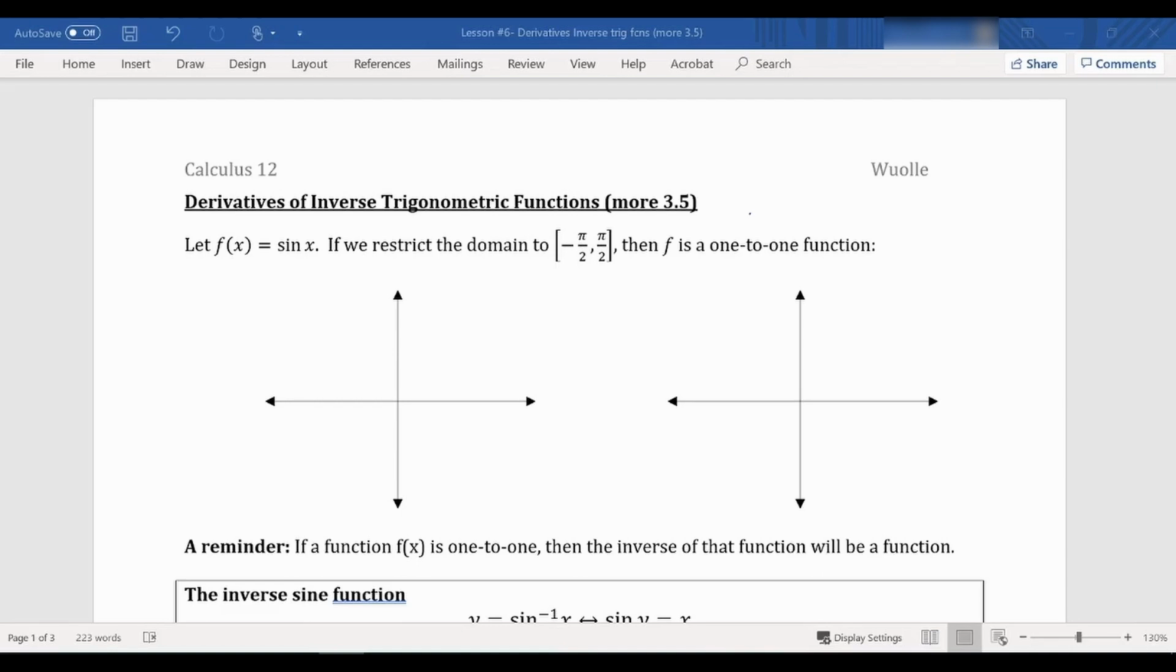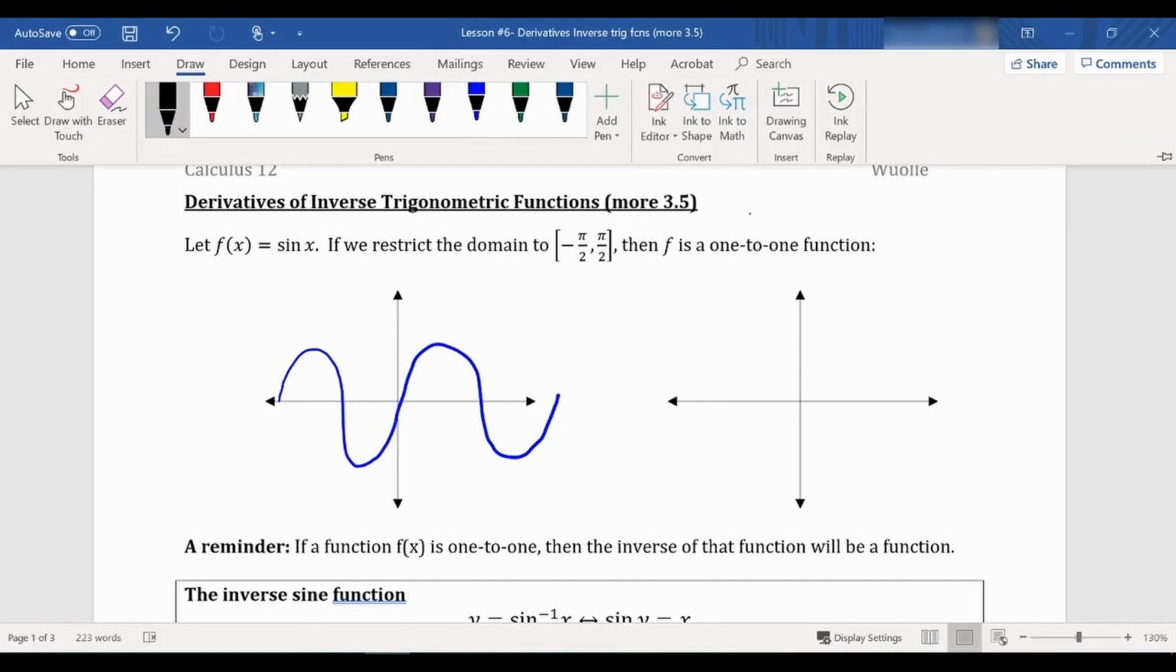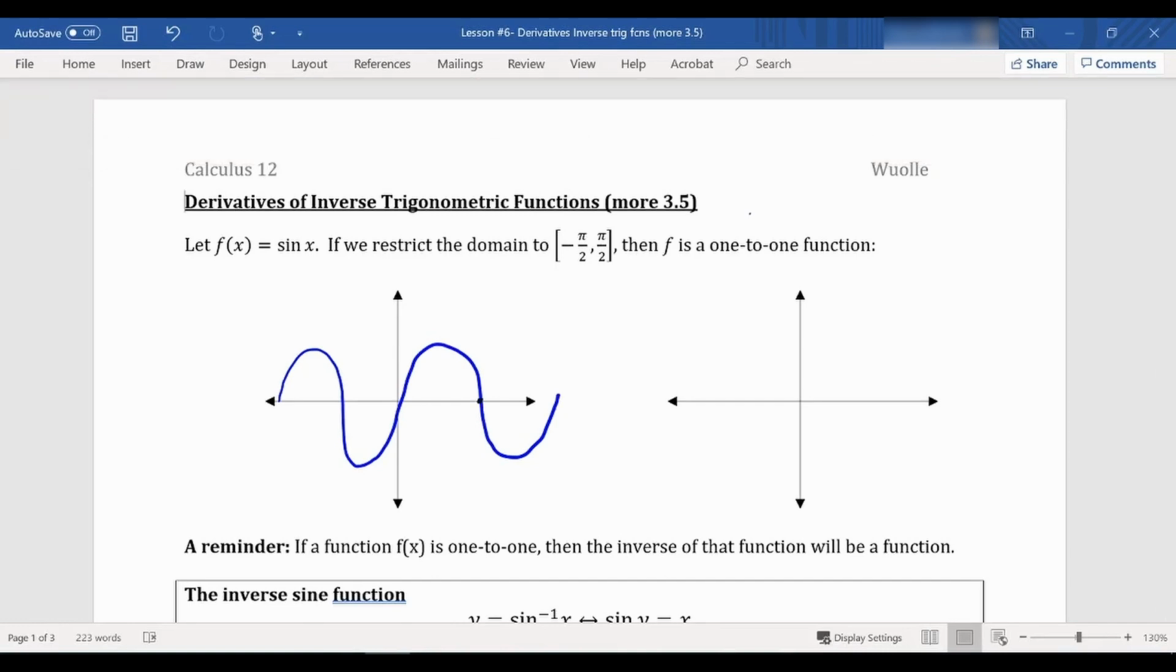So if I draw myself a sine curve here, it's not going to be very pretty, but there we go. First, remember this is at pi, this is at 2 pi, this is at pi over 2, 3 pi over 2, negative 1, 1, negative 2 pi, negative pi, negative pi over 2.